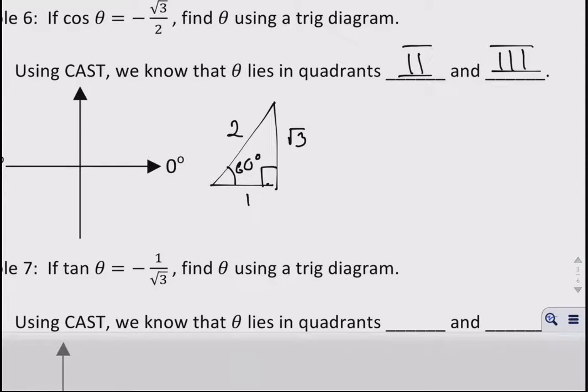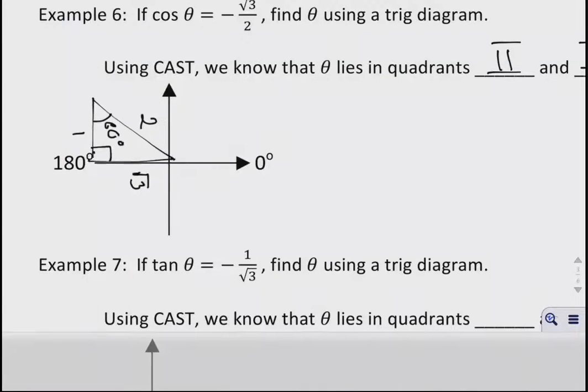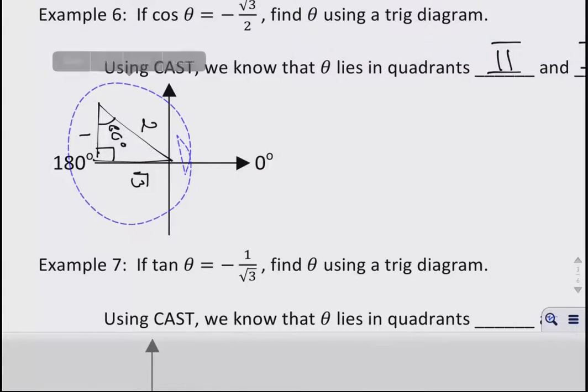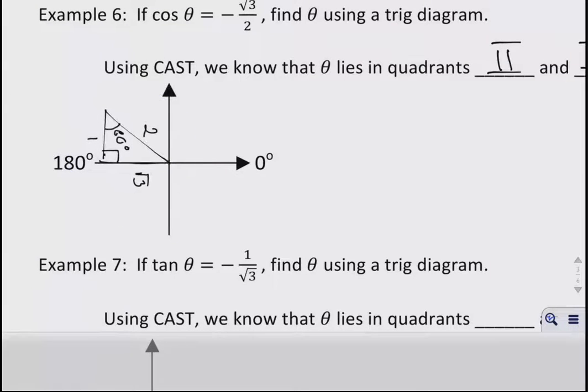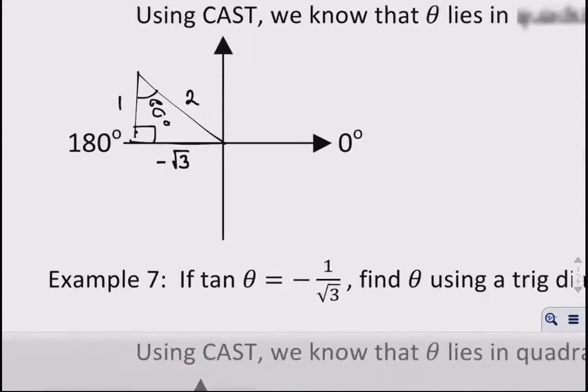So the way I like to think about this, I know that one of my sides has to have a negative root 3 in there. So I'm going to take my triangle and rotate it so that I have my root 3 being negative. There you have it. I can have my root 3 here on the negative x-axis. The 2 I'll just put the right way, and the 1 as well, I'll just put it up.